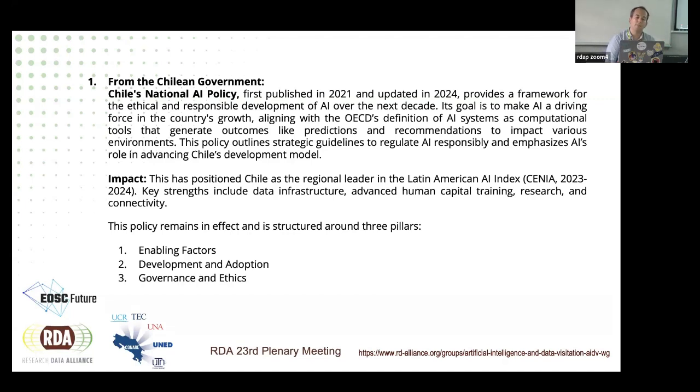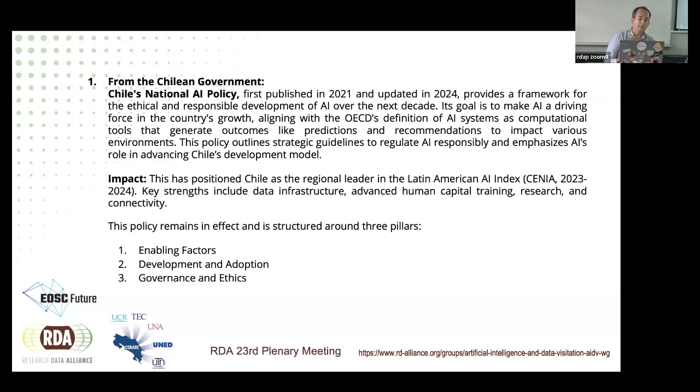This policy outlines strategic guidelines to regulate AI responsibly and emphasizes AI's role in advancing Chile's development model. The impact of this national AI policy has positioned Chile as a regional leader in Latin America, according to an index developed by CENIA, the National AI Center, in both the 2023 and 2024 indices. Key strengths include data infrastructure, advanced human capital training, research, and connectivity.